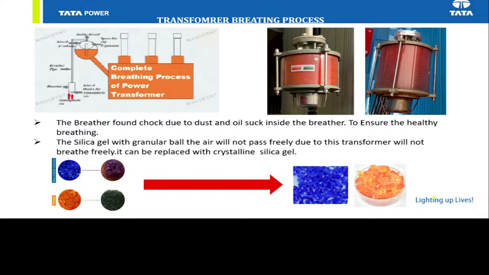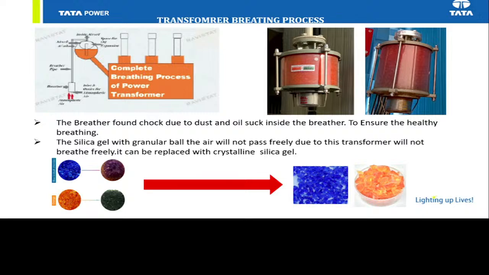See how the breathing takes place. When there is a gap between the crystals, the air gets crushed and there is friction between the silica gel and the air, and that friction lets the silica gel absorb the moisture from the air, and then the dry air goes into the transformer. But in the granular type silica gel with tiny granules, the passages between the granules are very small, which causes blocking or choking of the breathing action.